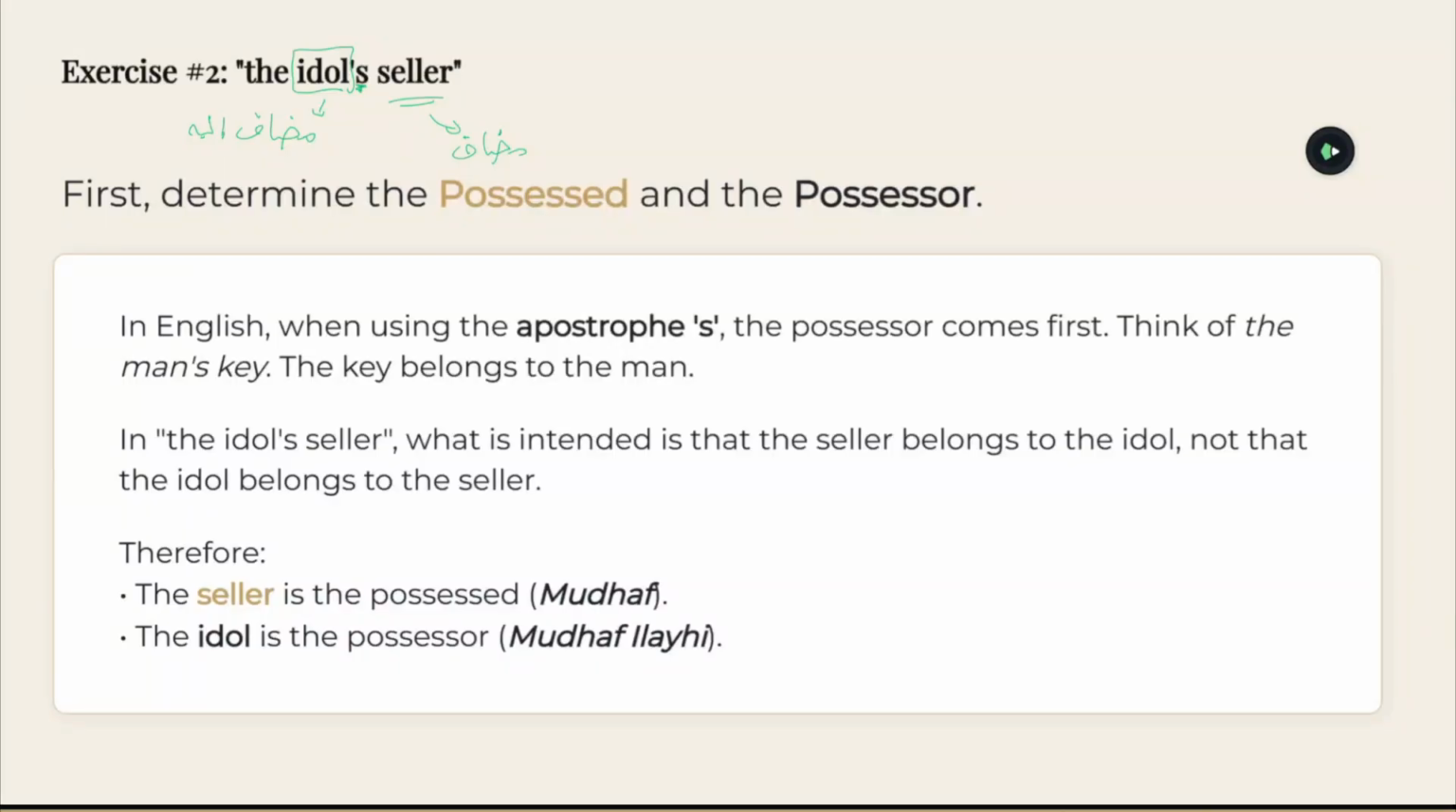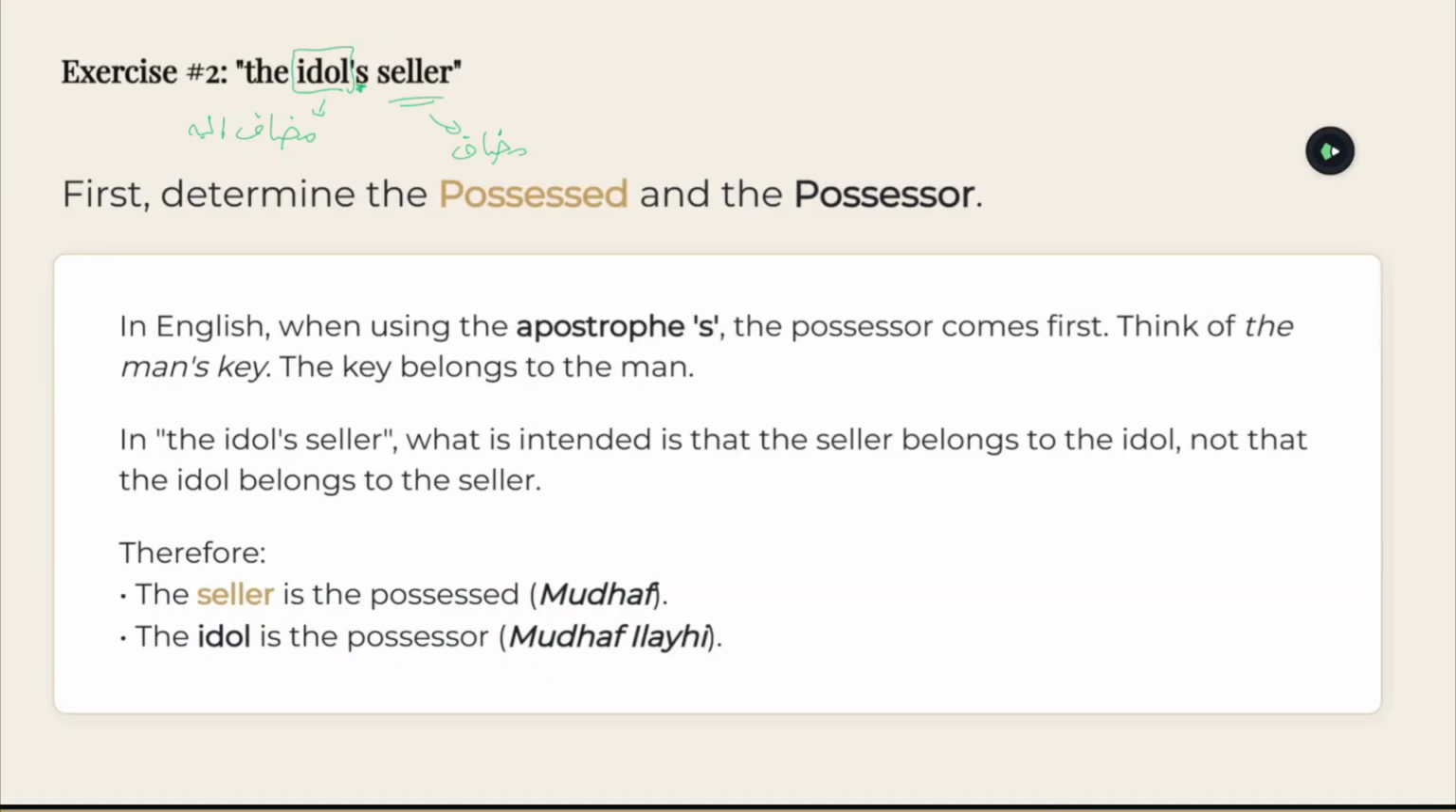Likewise, when you say the idol's seller, what's being said over here is that the seller belongs to the idol. Normally, when you think about this, you would think it means the idol belongs to the seller. But this specific phrase in front of us doesn't mean that. The phrase over here means the seller is being attributed to the idol, not the other way around. So it's not, for instance, the idol of the seller, that the idol belongs to the seller. Rather, it's the seller of the idol. The seller belongs to the idol.